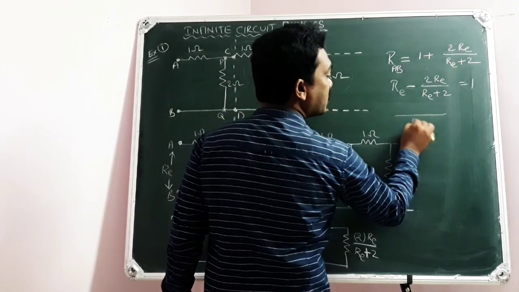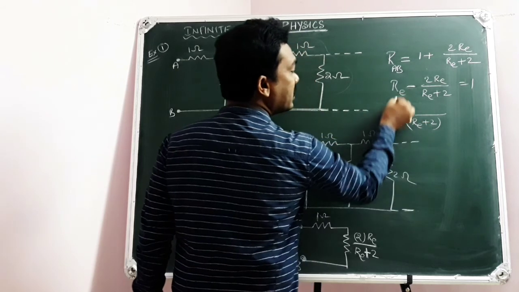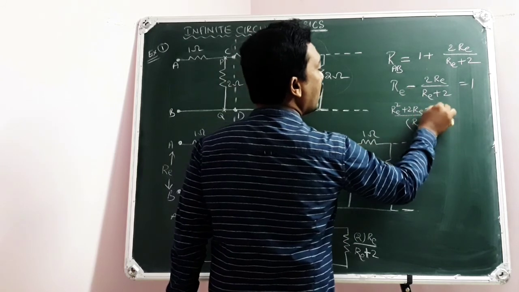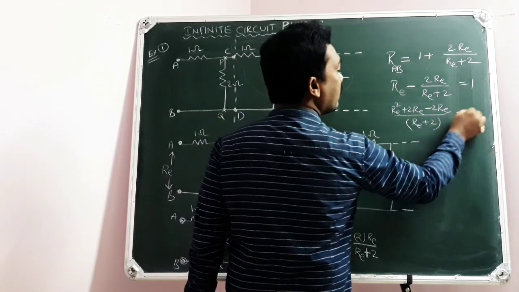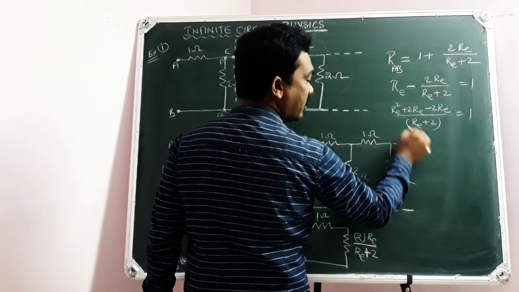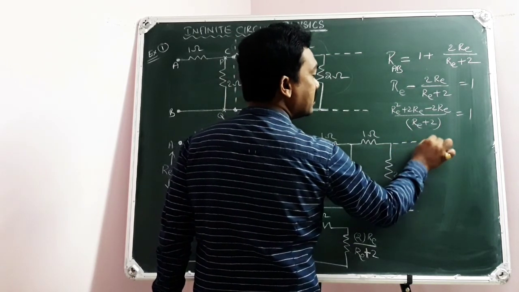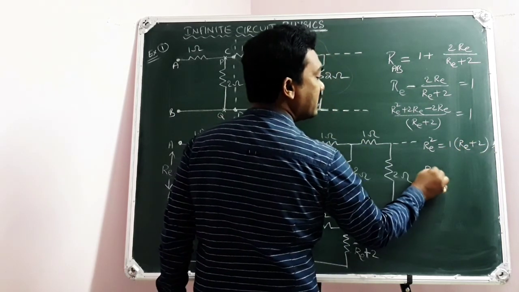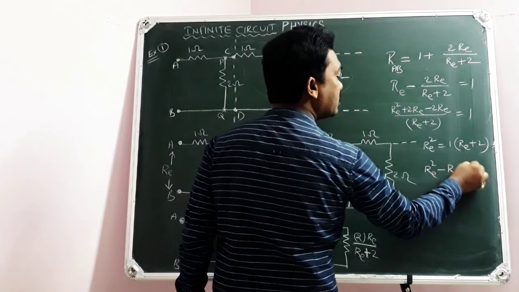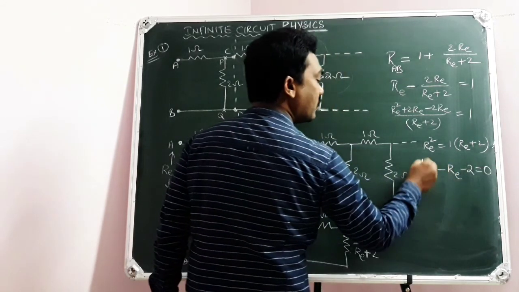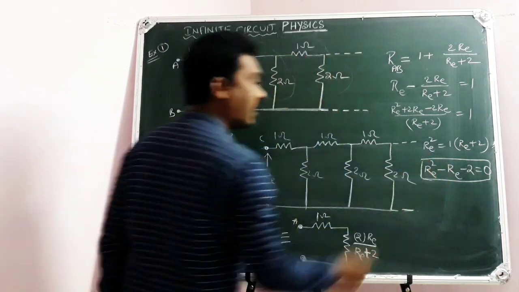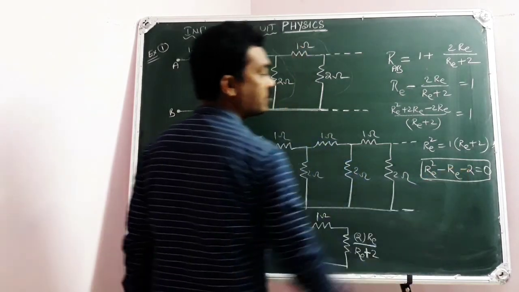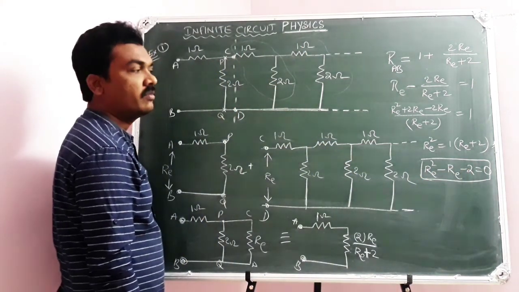Here take RE plus 2 as LCM, then here numerator RE square plus 2RE is the first term, minus 2RE is the second term, is equal to 1. So these two get cancelled. Then on doing cross multiplication, RE square is equal to 1 of RE plus 2. So that RE square minus RE minus 2 equal to 0. So you have got a quadratic equation in terms of RE, which is to be calculated, like x square minus x minus 2 equal to 0 in that way.